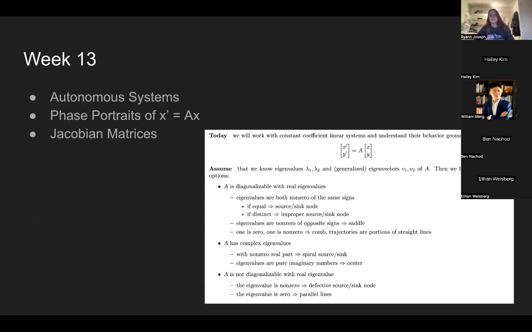Autonomous systems, week 13, is the geometry of these systems. What does it look like when we graph it? When we graph it, those phase portraits that we draw, you do the critical points and then, given the critical points, you know what it's going to look like. It's going to be a node, a saddle point, a spiral, all of these things. That is determined by the type of solution.